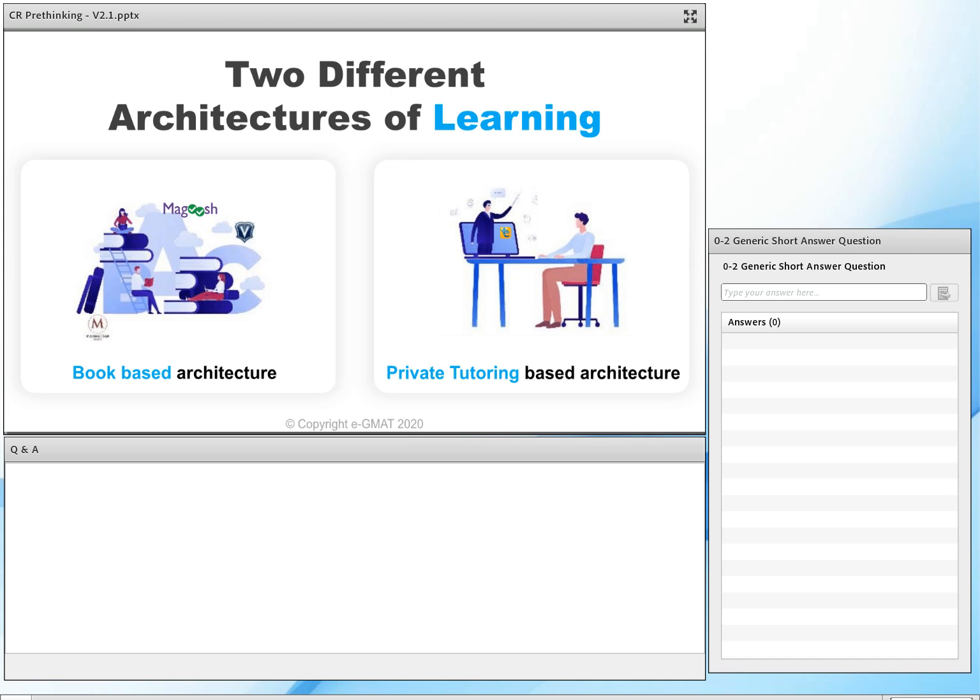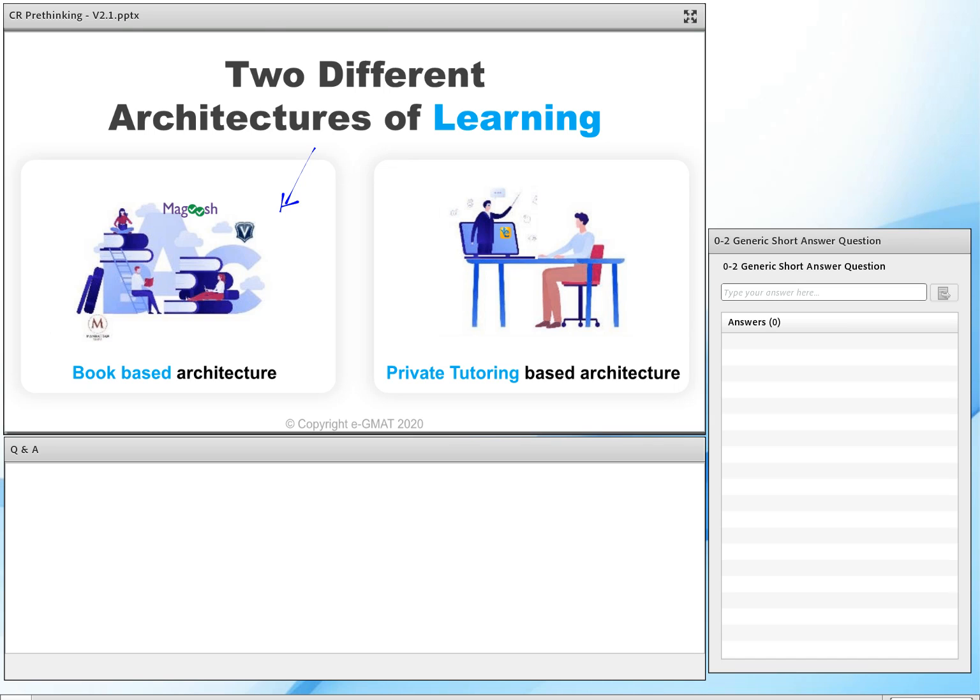Now, if you're an e-GMAT student, one thing that you know is the way we approach learning is very different from the way other prep companies approach learning. Why? Because we follow a very different architecture of learning. If you think about the two learning architectures that exist today, one is what we call the book-based architecture, which is essentially where you learn, and then you go practice questions. The feedback that you get is either when you're practicing questions or when you're taking mock tests. This is what most prep courses focus on.